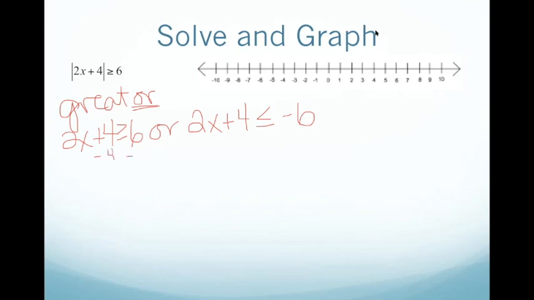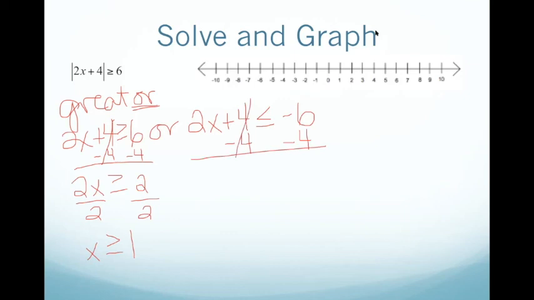Subtract 4 from both sides of the equation. We get that 2x is greater than or equal to 6 minus 4, which is 2. Divide both sides by 2, and we get that x is greater than or equal to 1. Our equation on the right, subtract 4 from both sides. 2x is less than or equal to a negative, and a negative makes a bigger negative, so that's negative 10. Divide by 2 on both sides, and x is less than or equal to negative 5.